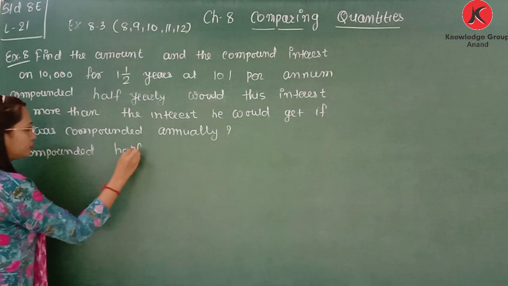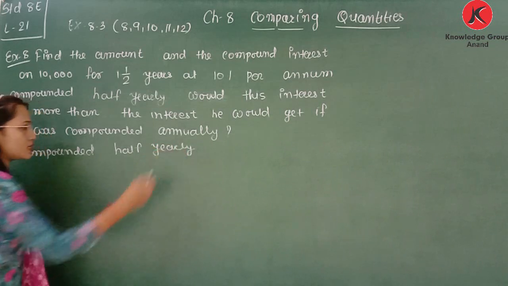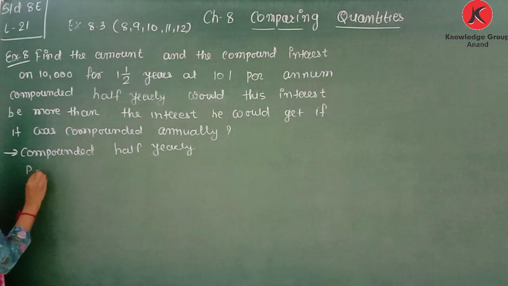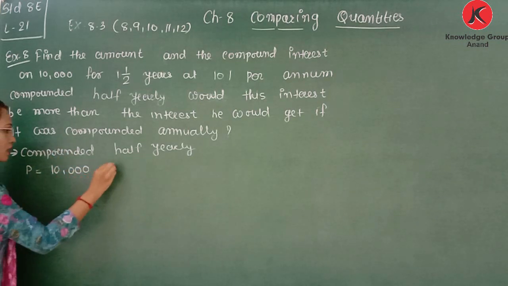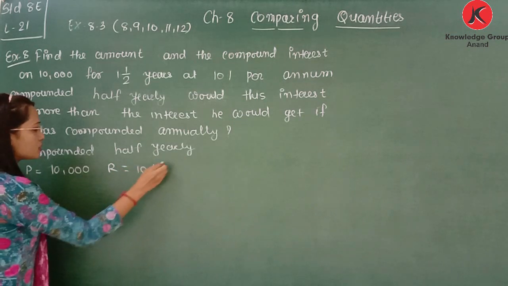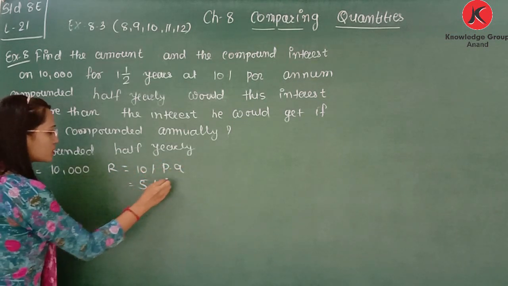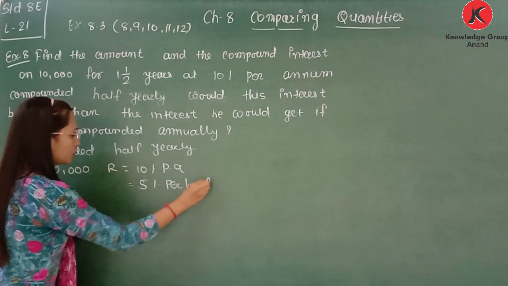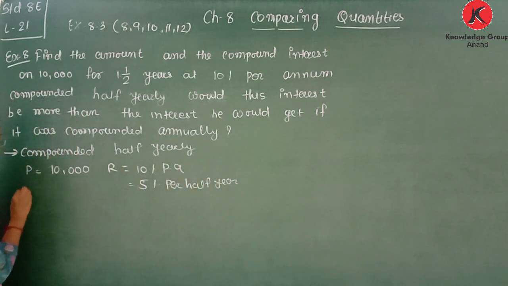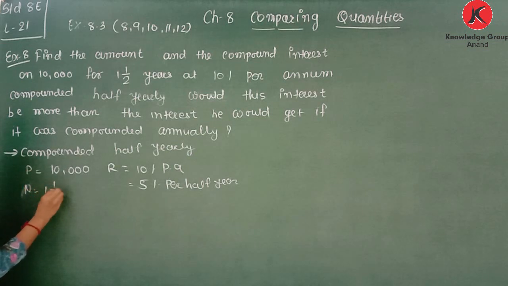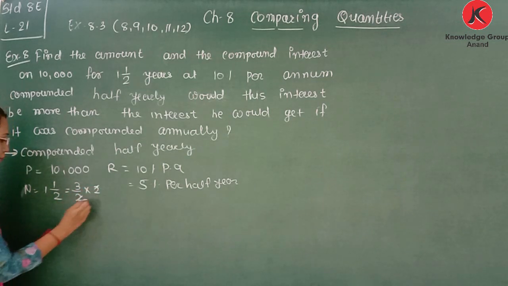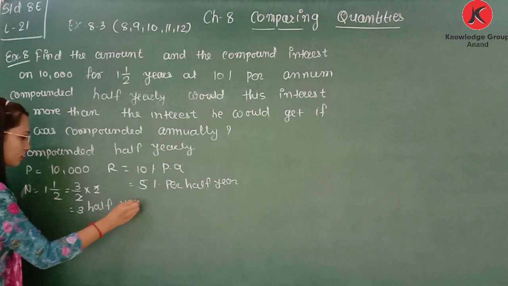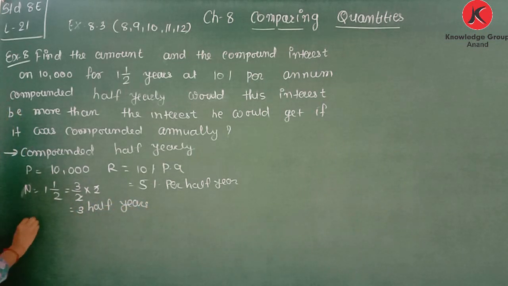Compounded half yearly. If it is compounded half yearly, then our principal value is 10,000. Rate of interest 10% per annum means 5% per half year. And N is 1.5 years, which means 3 by 2, multiplied by 2, so it is 3 half years. Okay, so now we write the equation.